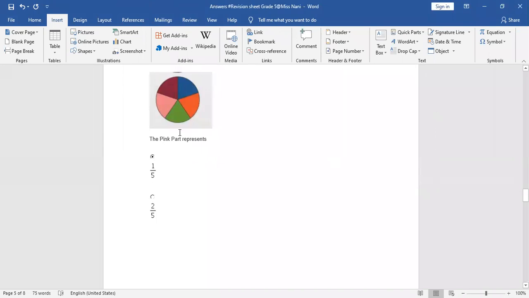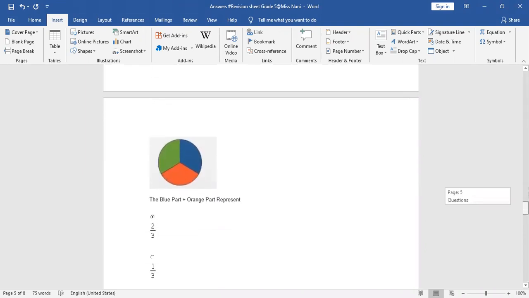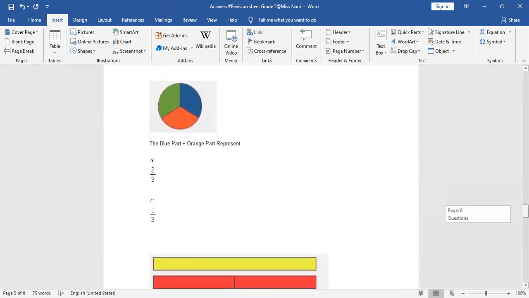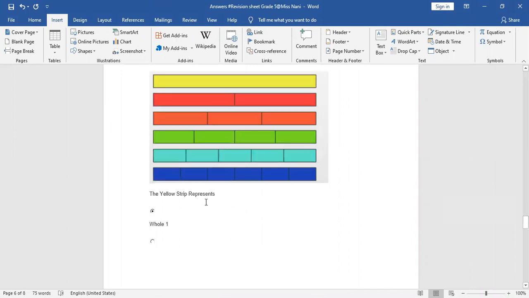Here the pink part represents, of course, the numerator is the number of shaded parts, so the shaded part is 1. What is the number of the whole parts? 1, 2, 3, 4, 5, so it is 1 out of 5. The blue part plus orange part represents what? 2 out of 3 because they are 2 parts. The yellow strip represents what? A whole. The red, a half, 1 out of 2. Here the orange, each strip is a third. The green, a fourth. The light blue, a fifth. The dark blue, a sixth.